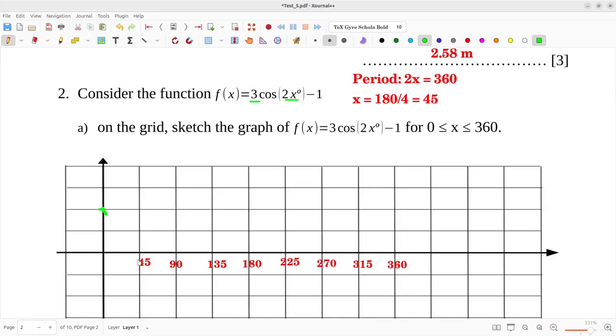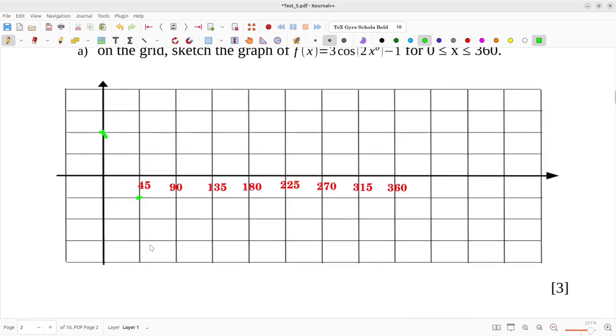Then cosine 90 is 0. 0 times 3 is 0. Minus 1 is negative 1. So it's coming here. And then we are at 90 now. 90 times 2 is 180. Cosine 180 is negative 1. Negative 1 times 3 gives us negative 3, minus 1 gives us negative 4. 1, 2, 3, 4. So it's going to be there.